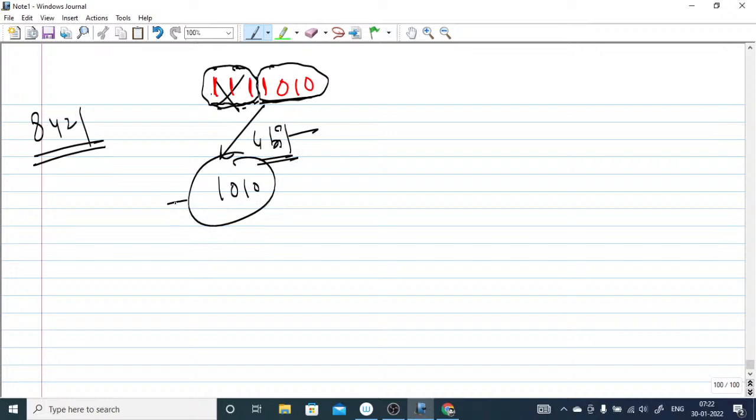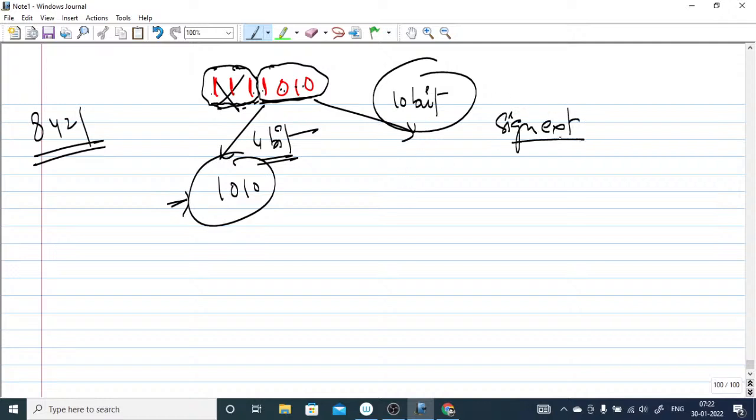4 bit representation. And if you're going to take the 10 bits here, for 10 bit you will have to do the sign bit extension, right? So sign bit extension means what? So how many bits are there? 1 2 3 4 5 6 7, right? 7 bits are there. So you can go for the sign extension concept, right? So 1 1 1 and 1 1 1 1 0 1 0, right?